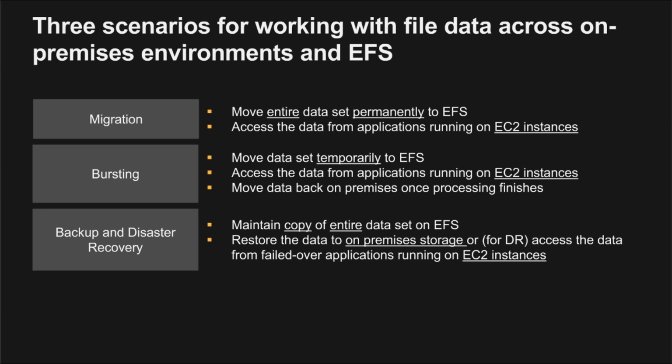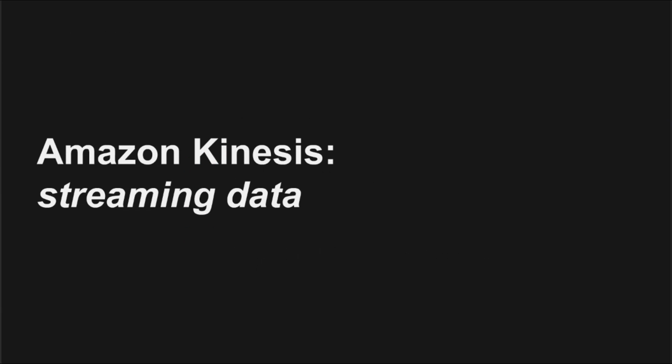Potentially you would move data up into EFS over the Direct Connect, mount it via maybe spot instances that you deploy inside of EC2, process the data, and when it's finished you can copy it back down. The last piece is backup and disaster recovery. You can maintain a copy of an entire data set inside of EFS over a Direct Connect, or even use it as a backup target to store that data natively to NFS and get the performance that's available from EFS.